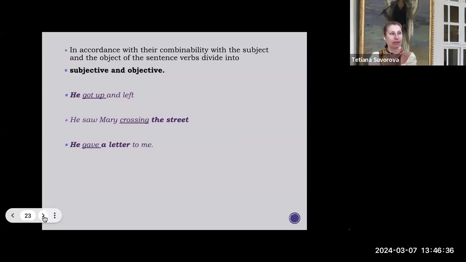Yes, so it reads the subjective group. Then he saw Mary crossing the street. It's an objective group because it goes after the verb and together with it. And he gave a letter to me, again, objective characteristics, because we combine the verb with a letter and it is the object. So it's objective relations.